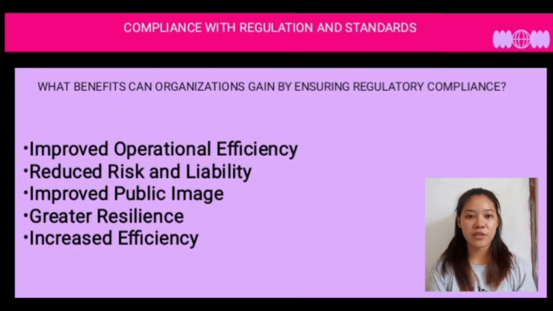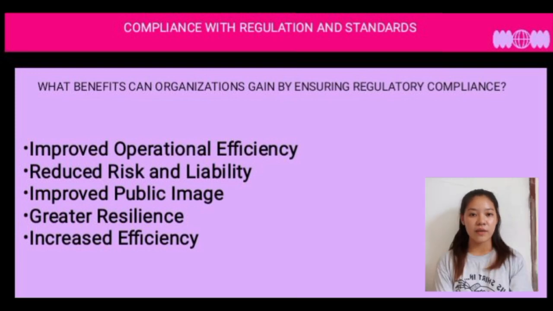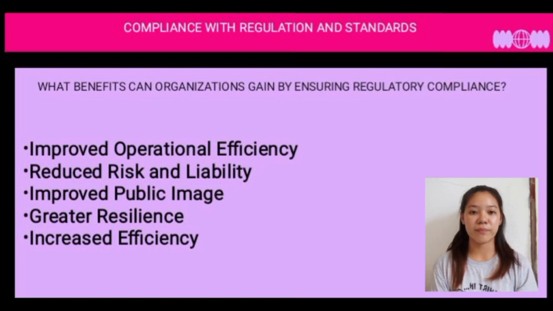with the set regulations. This in turn helps organizations streamline procedures and processes, leading to improved operational efficiency and reduced costs. 2. Reduced risk and liability. Regulatory compliance helps organizations stay up to date with the changing laws and regulations and abide by them, thus reducing the risk of penalties, fines, and other forms of liability.